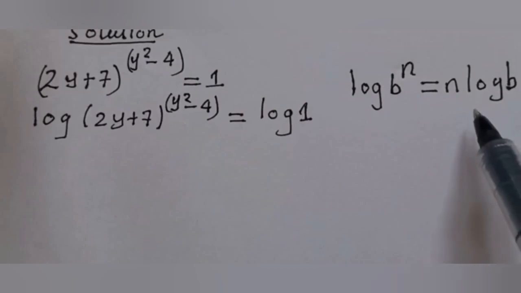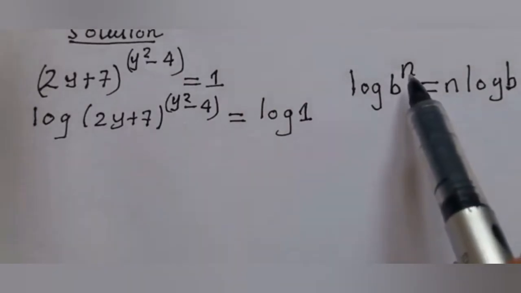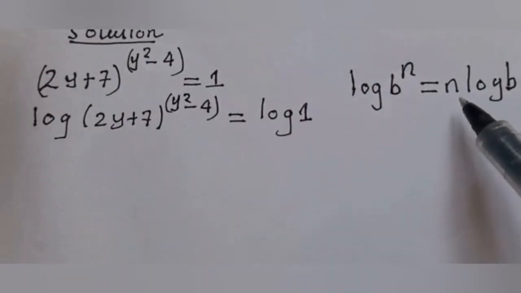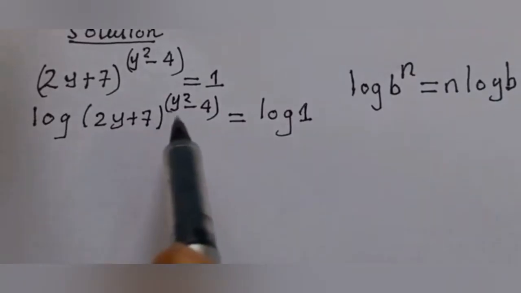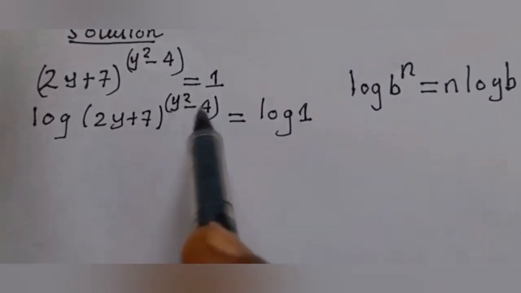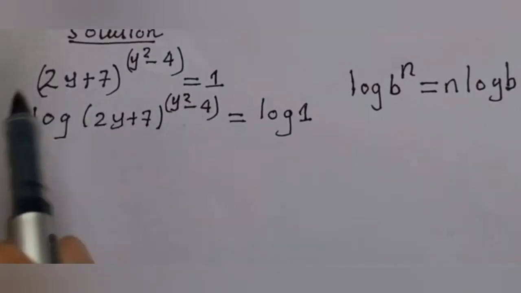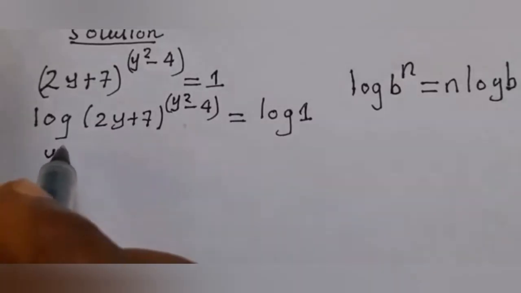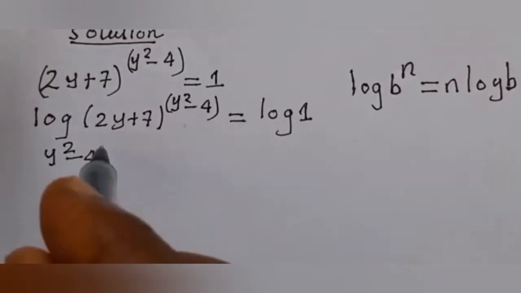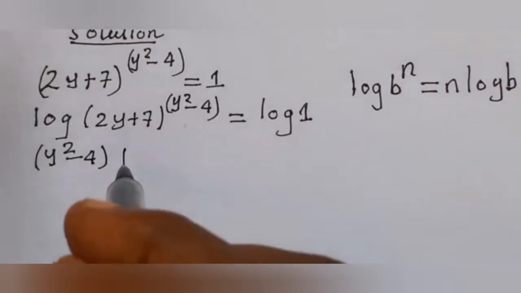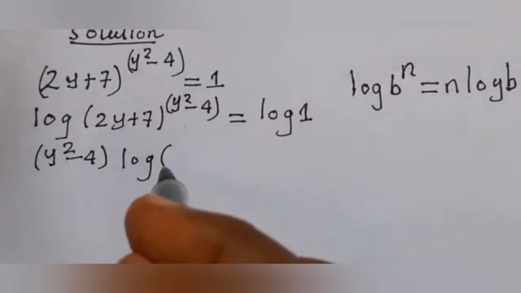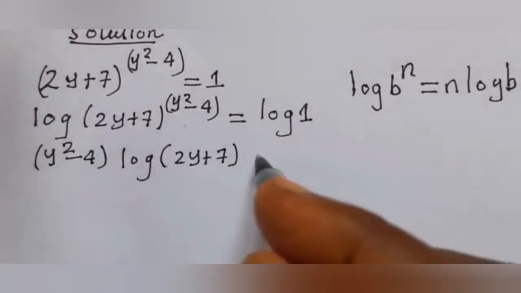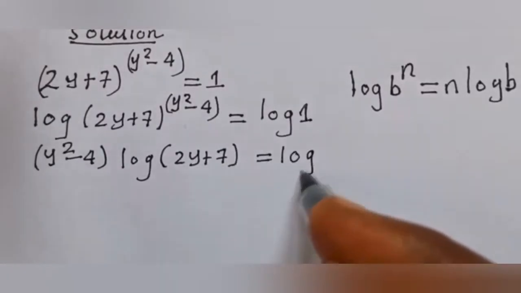Actually, as you can see here, the exponent is n, but using this law, now the n has dropped backward. So the same applies to our case. Our exponent is y squared minus 4. So this exponent dropped backward. So we have y squared minus 4 in the bracket times log of 2y plus 7 equals log 1.